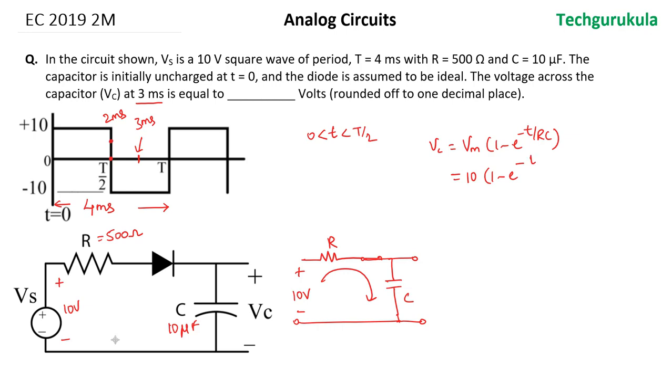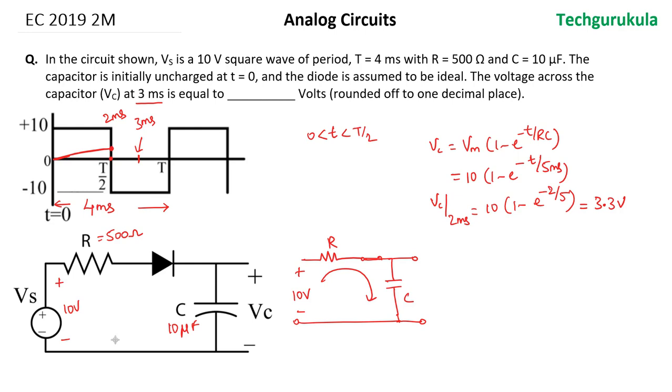We will take t over RC. R is 500 ohms and C is 10 microfarad. So RC is 5 milliseconds. Now we need to find the voltage across the capacitor at 2 milliseconds. This will be 10 times 1 minus e power minus 2 milliseconds over 5 milliseconds. This value is 3.3 volts. The voltage across the capacitor would increase and it becomes 3.3 volts when t is equal to 2 milliseconds.